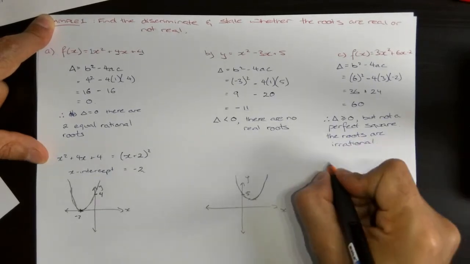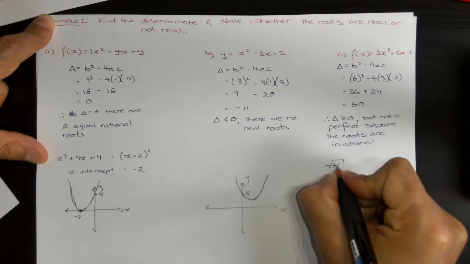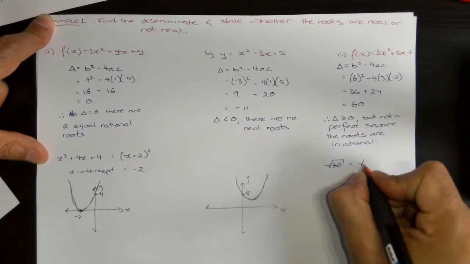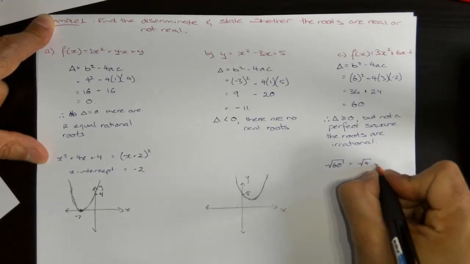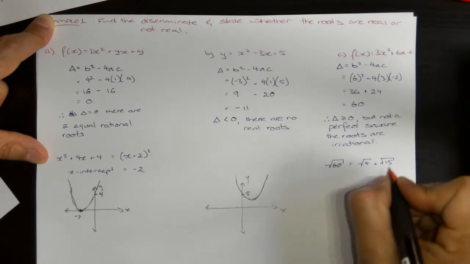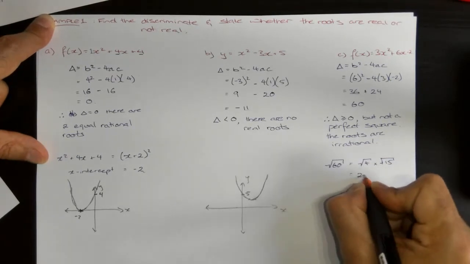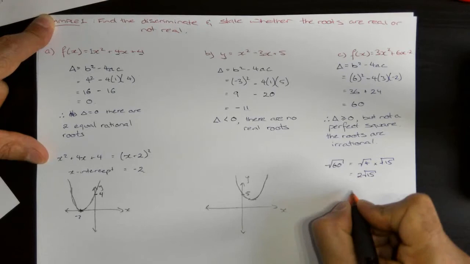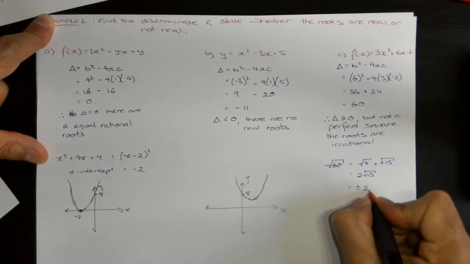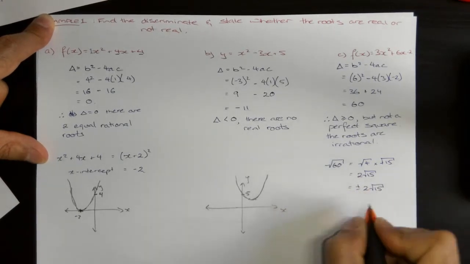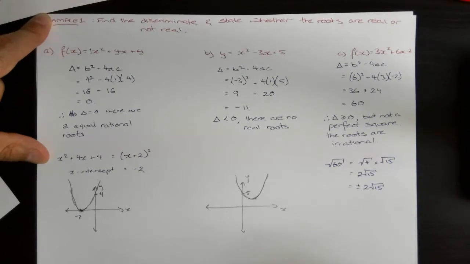So if we were to do square root 60, that's the same as square root of 4 lots of 15. 4 is a square, which is 2 root 15. So we have plus or minus 2 square root 15 as our roots. Okay.